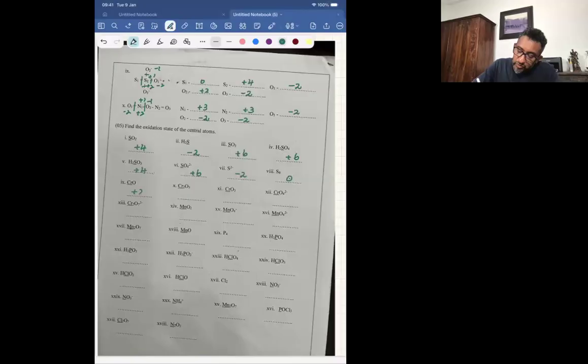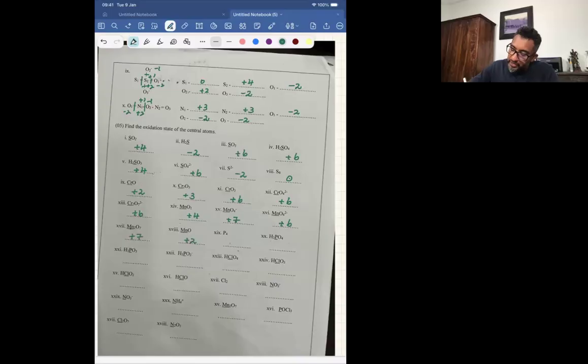CrO is plus 2. Cr2O3 is plus 3. CrO3 is plus 6. Algebraic method. CrO4 2 minus is plus 6. Cr2O7 2 minus is plus 6, I think. MnO2 plus 4. MnO4 minus plus 7. MnO4 2 minus plus 6. Mn2O7 plus 7. MnO plus 2.